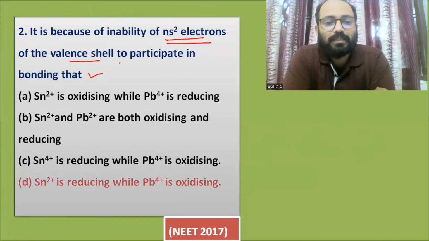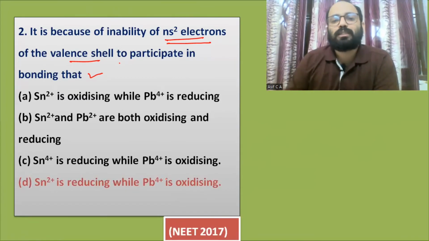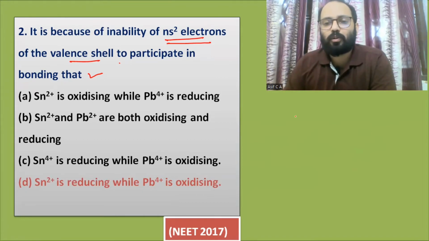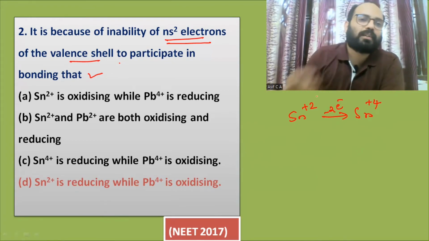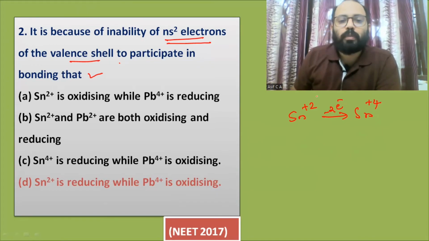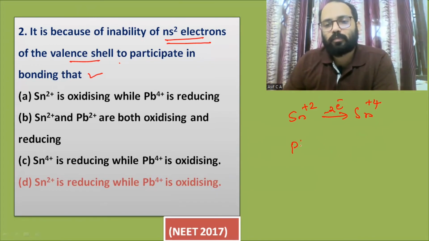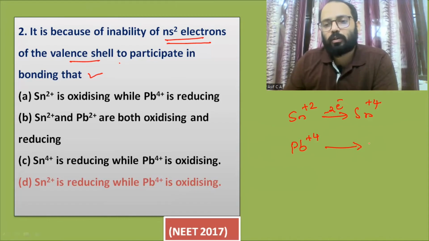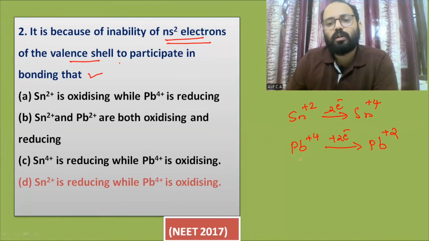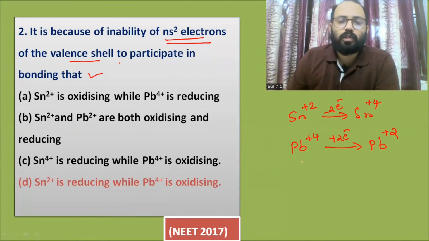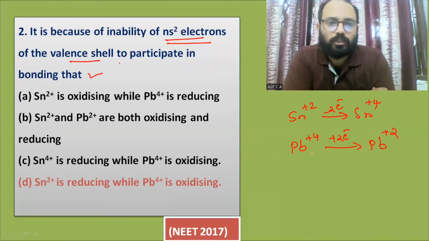Exactly. Sn2+ is reducing, because Sn2+ has to become Sn+4. It should undergo oxidation, so it will act as a good reducing agent. And Pb+4 has to become Pb+2. For that, +4 to +2, it must gain 2 electrons. It should undergo reduction, so it will act as a good oxidizing agent.